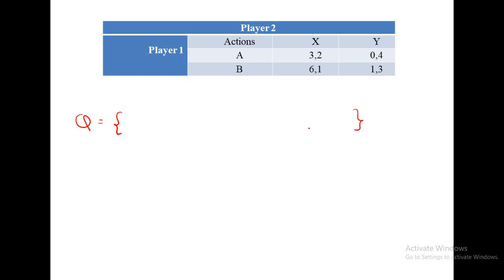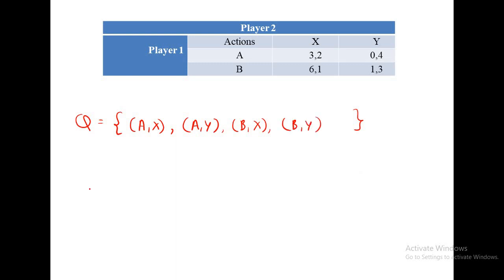Now, what profiles can we have? Profiles explain the actions of players. So AX can be a profile, meaning A is the action of player 1 and X is the action of player 2. This is one profile. AY can be a profile. BX can be a profile. BY can be a profile.